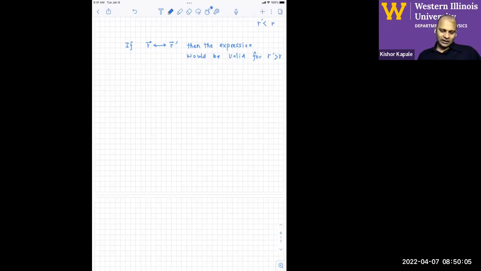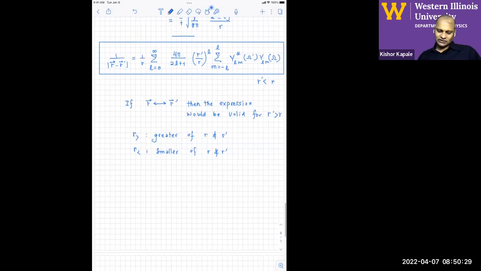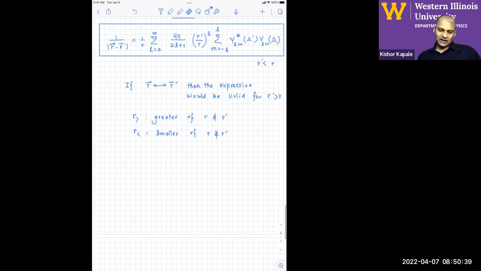So let's now write down a general expression. We take r greater to be the greater of r and r prime, and r smaller be the smaller of r and r prime. Okay, so that's just the notation. In this case, you can see what goes in the numerator here is the smaller quantity, and what goes in the denominator is the greater quantity, and that just generalizes that expression.